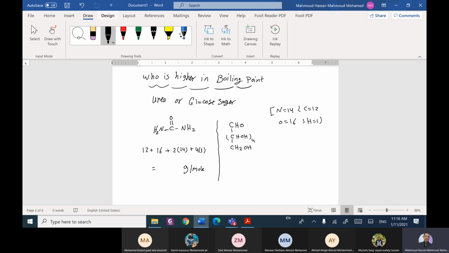But for glucose sugar, we'll find C6H12O6: 6 multiply 12 plus 12 multiply 1 plus 6 multiply 16. Start to calculate the molar mass.